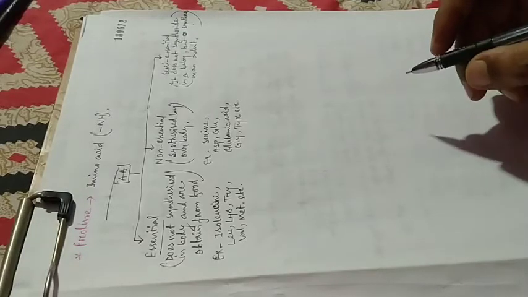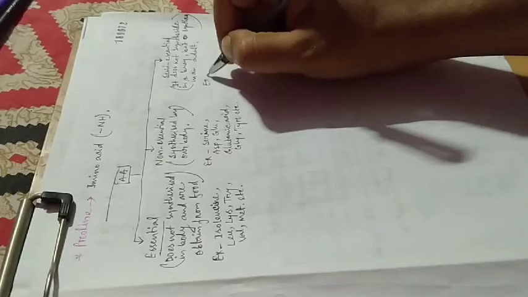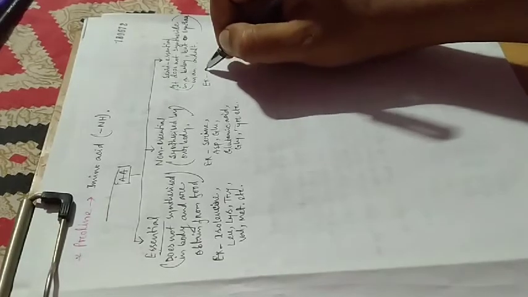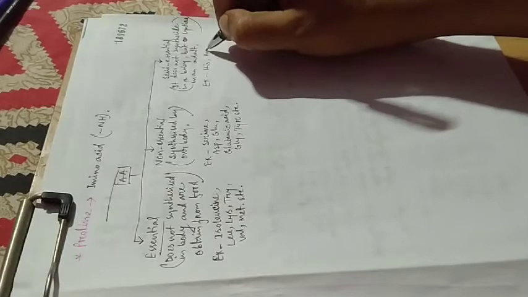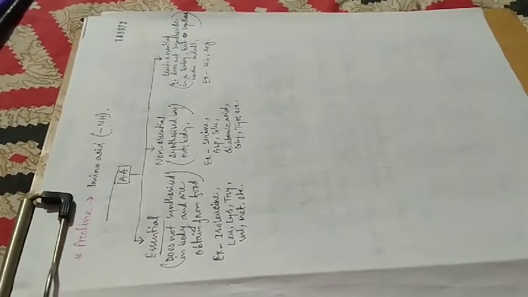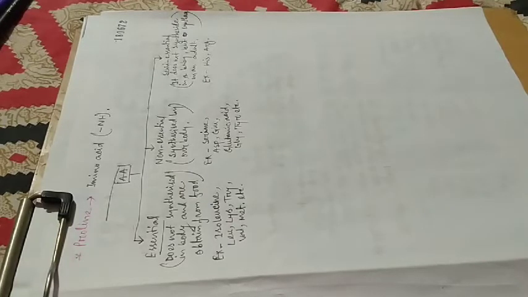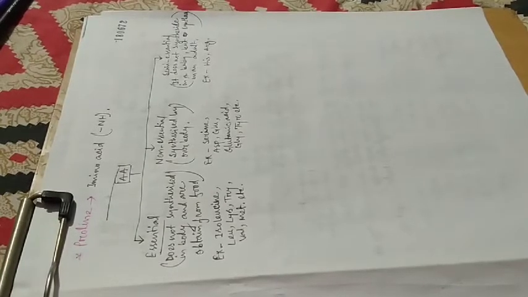And examples of semi-essential amino acids are histidine and arginine. Histidine and arginine are semi-essential amino acids because they are not synthesized in a baby but are synthesized in an adult. So those are called semi-essential amino acids.